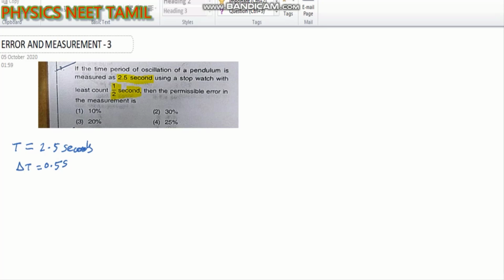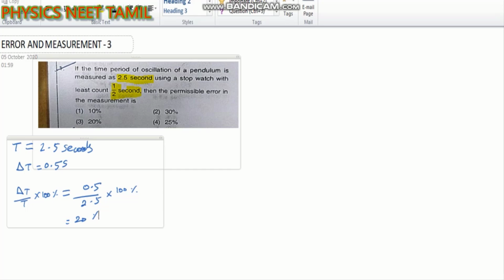Permissible error. What is the permissible error? So permissible error means delta T by T into 100% is equal to 0.5 by 2.5 into 100%. That means 5 by 25 into 100% is equal to 20%. Okay. So option 3 is the correct answer. Thank you.